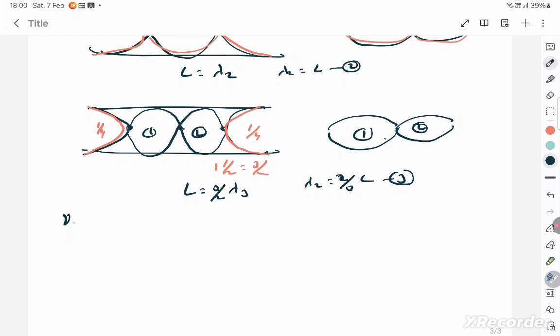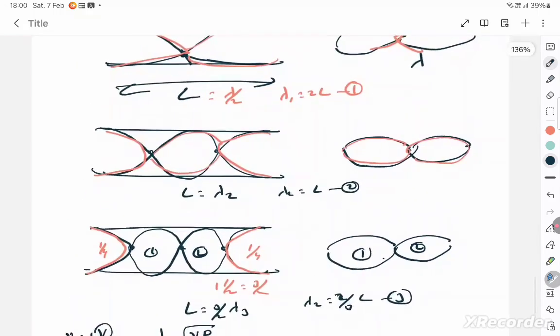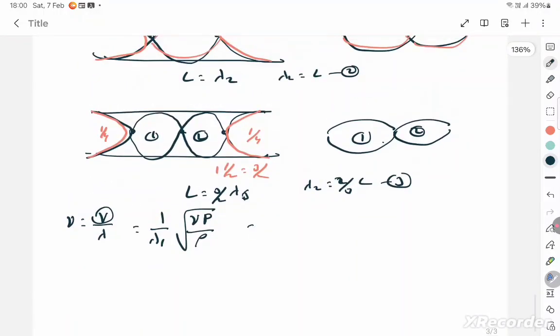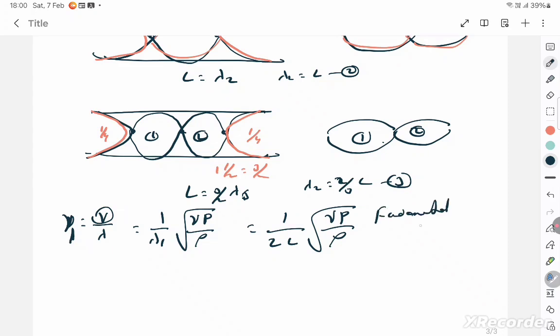You know the frequency mu is equal to C by lambda, or in other words V by lambda. V itself, in air, is root of gamma P by rho. In a string, it's tension. So in this case, it's only air. So I would write it as 1 by lambda 1 into root of gamma P by rho, where lambda 1 from equation 1 is 2L. So I can write it as 1 by 2L into root of gamma P by rho. That will be my fundamental frequency, mu 1. It's called fundamental frequency or first harmonic.